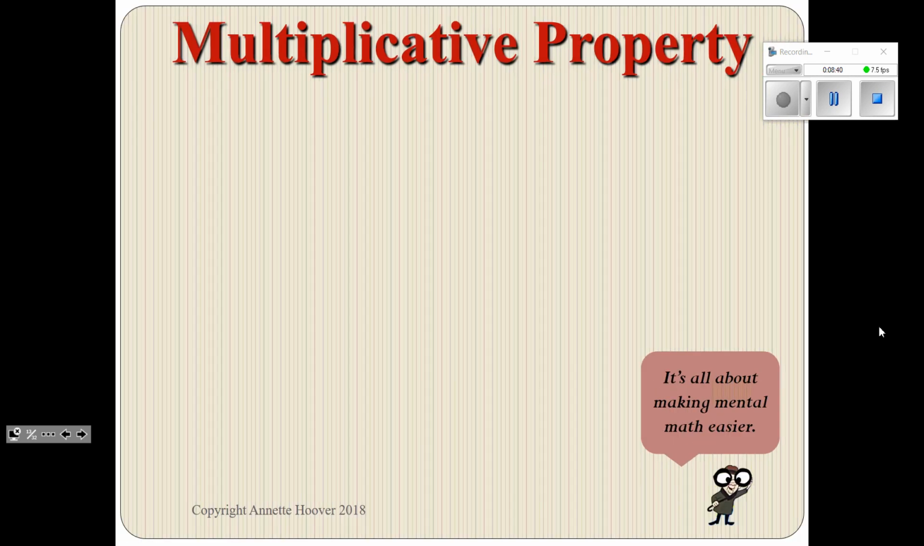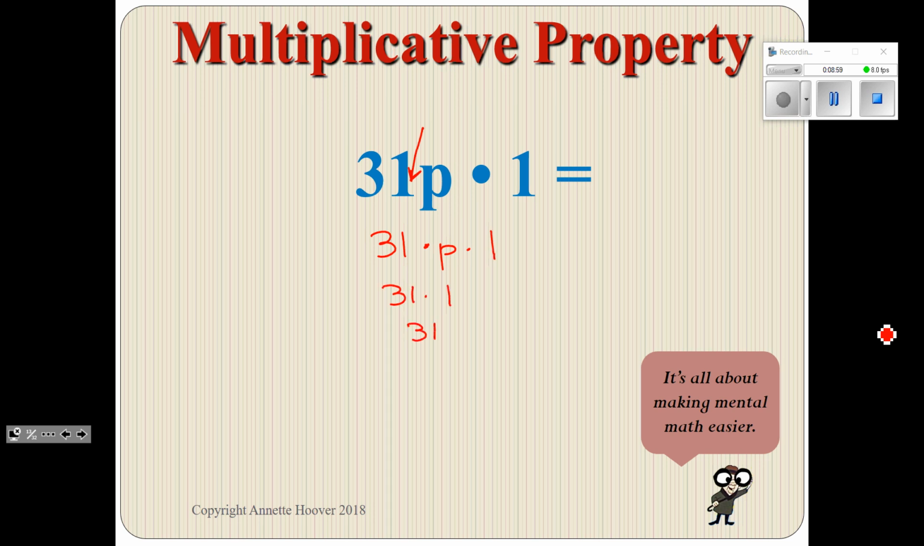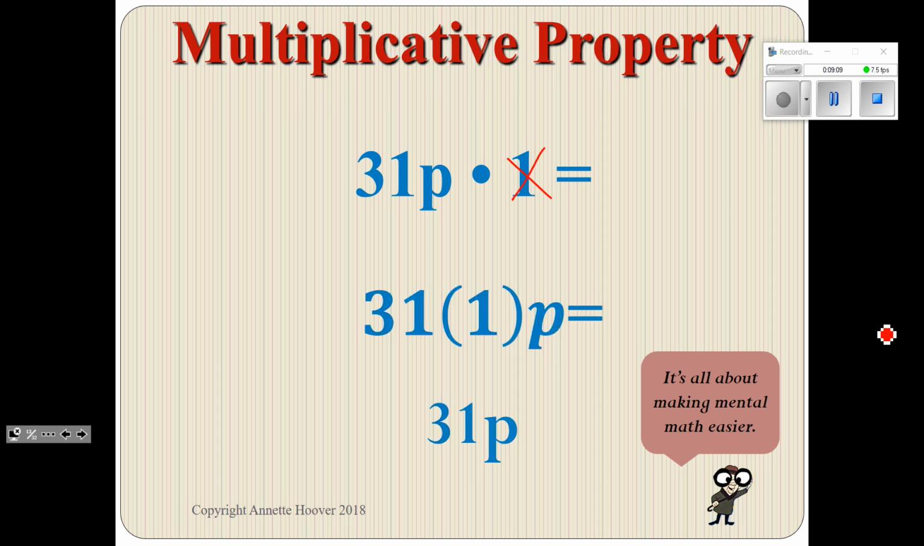Saves you some time. Okay, here we have 31. There is no operational sign right here, which means there's an invisible multiplication sign. So in essence, this says 31 times p times 1. Well, if we were to think 31 times 1, that would just be 31. So it's just 31p. And you get to a place where you can just do that mentally when you look up there. You know the 1, it just means that that's 31p. It's all about making mental math easier.